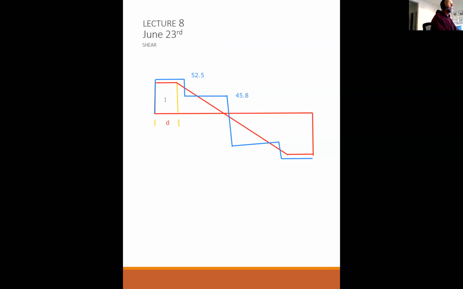So how do I fix that? The fix is super easy. I just carry out my tighter spacing farther until I have completely covered that region. And that's where I was using similar triangles to figure out where VU is less than 45.8, so that I've gone far enough out to cover that demand. That makes perfect sense. Wonderful. Great. Okay.